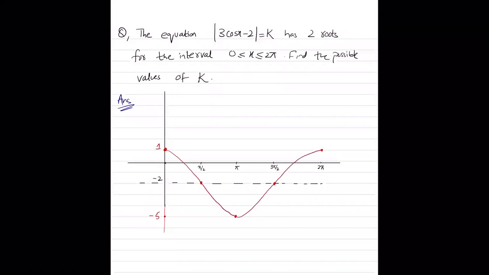But then the part below is going to be reflected. So at pi, the value was -5. Now it's going to be what? It's only going to be 5 now. And that part is going to be the reflection.